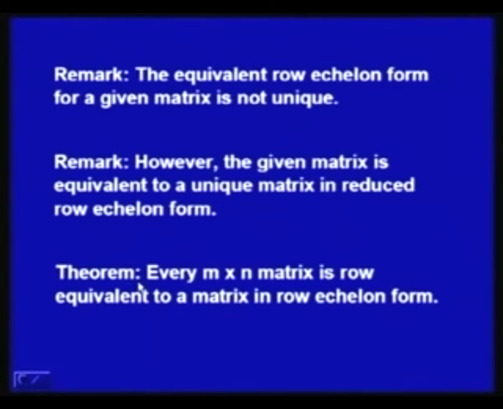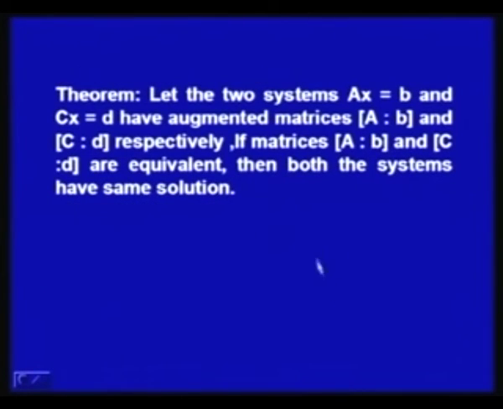Now, we have a result which says that every m by n matrix is row equivalent to a matrix in row echelon form. So, you can apply transformations so that it will reduce to row echelon form. Another theorem says that the two systems Ax = B and Cx = D have augmented matrices [A, B] and [C, D] respectively. If matrices [A, B] and [C, D] are equivalent, then both the systems have the same solutions. This is an important result because you can apply different types of transformation, you may get different equivalent matrices, but both of them will have the same solution.